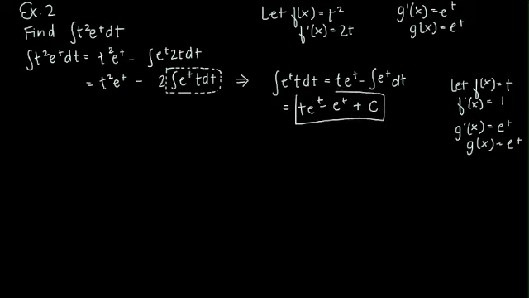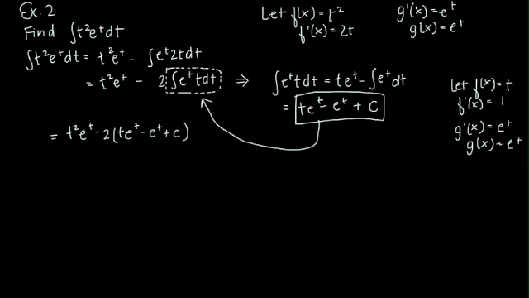And we simplify this to equal t times e to the t minus e to the t plus c. So we now take this answer and we plug it back into our original integration by parts problem. So now we say that t squared times e to the t minus 2, in parentheses, t times e to the t minus e to the t plus c. And we simplify this to equal t squared e to the t minus 2t e to the t plus 2 e to the t plus c.